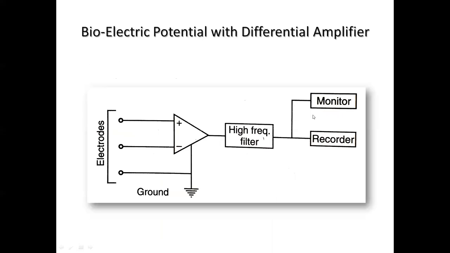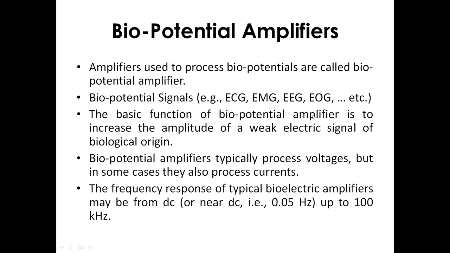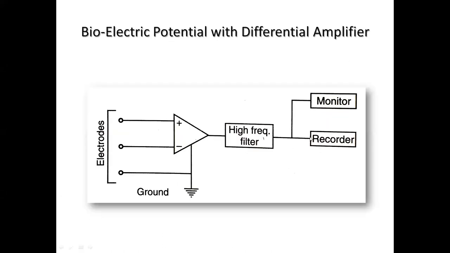This is the main intention of biopotential amplifiers, where amplifiers are used to process the internal biopotential, for example ECG, EMG, EOG. These are all biopotential amplifiers. The basic intention of a biopotential amplifier is to increase the amplitude of the weak electrical signal coming from a biological organ. Biopotential amplifiers typically process voltages, and some process currents.